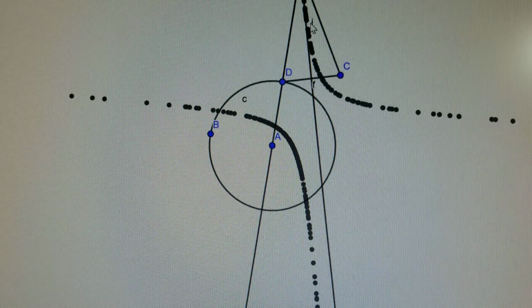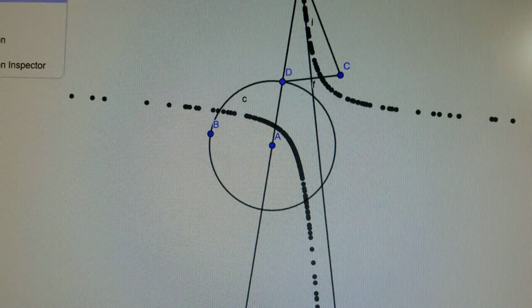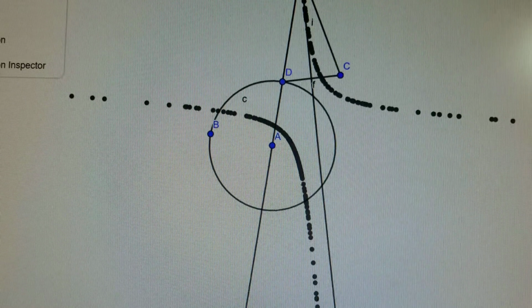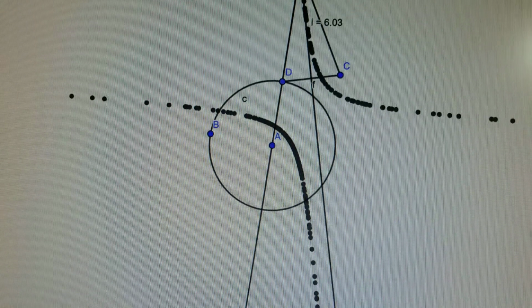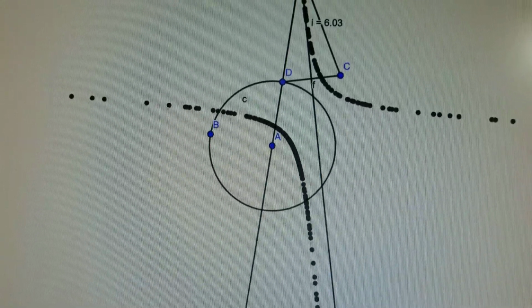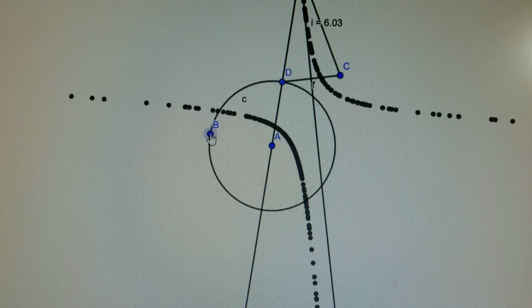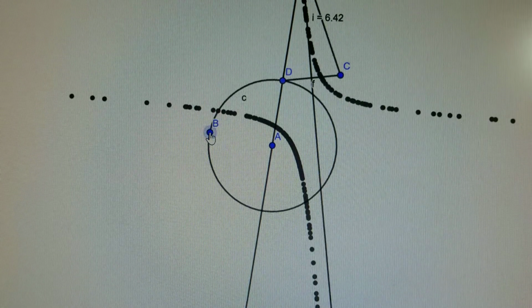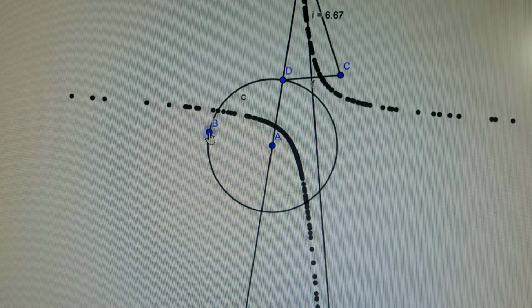Well, I have to find that distance. And that distance is 6.03. Let me make my circle larger and see if I can make that 6.3. I really want to make it smaller and see if I can make it 6 fixed. Man, it's hard.